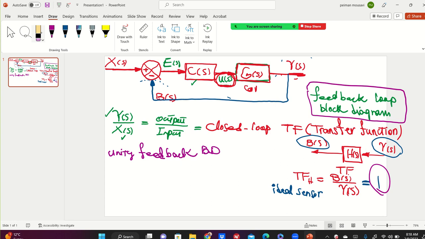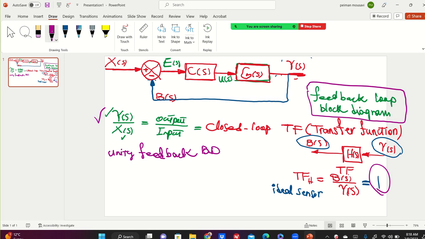Unity feedback block diagram. Here we go. Okay, this is the unity feedback block diagram. In this course, we assume that our sensor is ideal, so we have a unity feedback controller. This is the first definition that I told you, right?